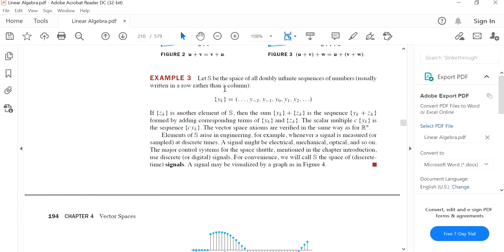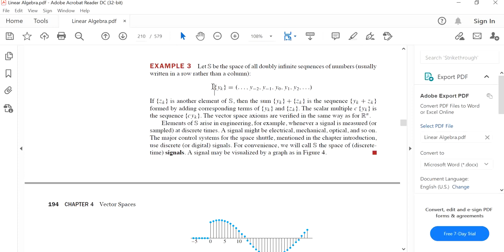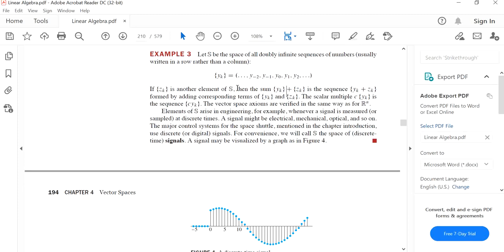Similarly, we have example 3. Let S be the space of all doubly infinite sequences of numbers, usually written in a row rather than a column. So basically, this set, doubly infinite, meaning it goes from minus infinity to infinity. And if we have zk being another element of S, then the sum yk plus zk should be the sequence yk plus zk, formed by adding corresponding terms of yk and zk.